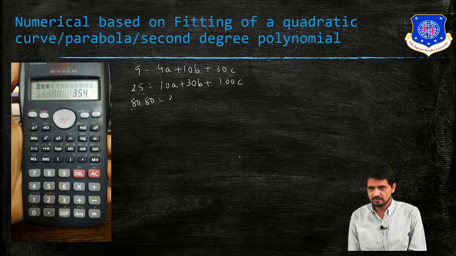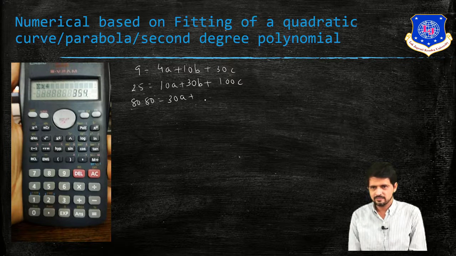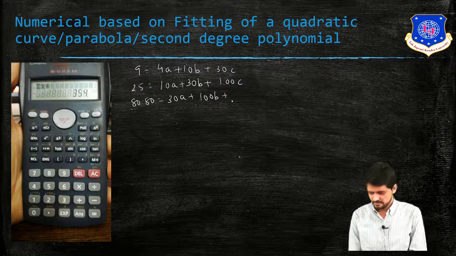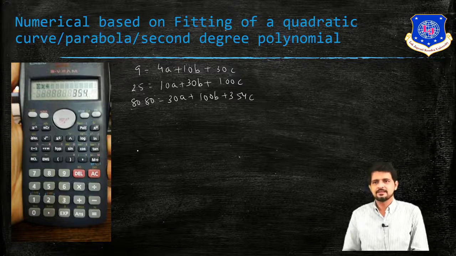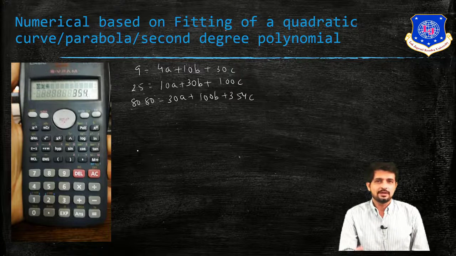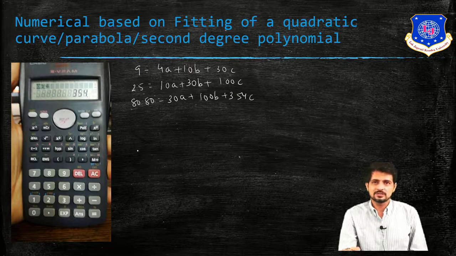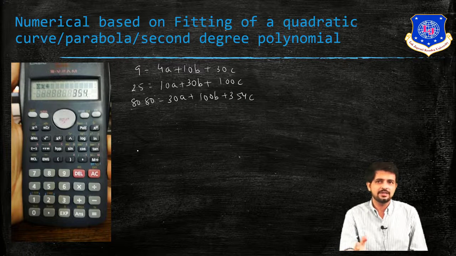80.8 is equal to 30a plus 100b plus 354c. Okay, now you have to solve these 3 equations, and after solving the 3 equations you will be getting the value of a, b and c.